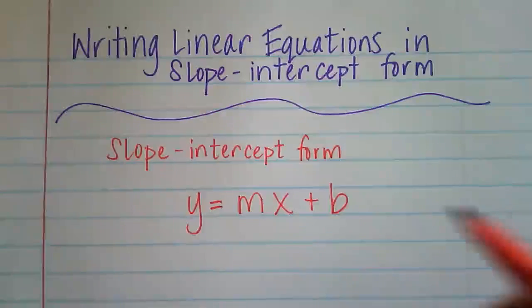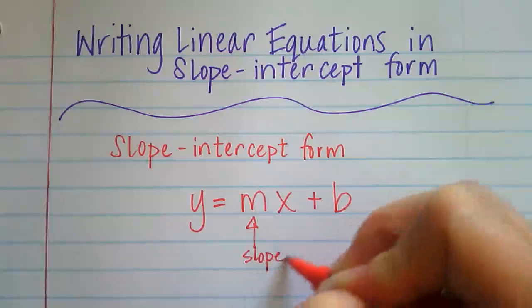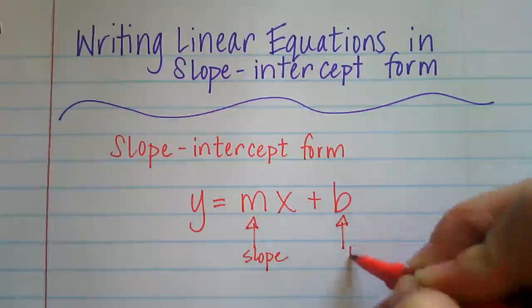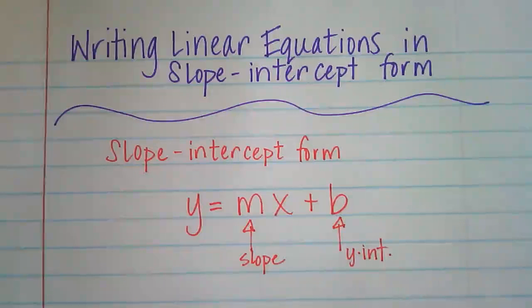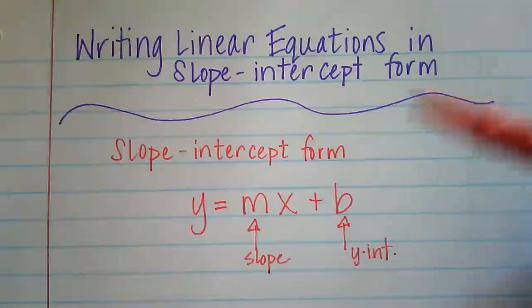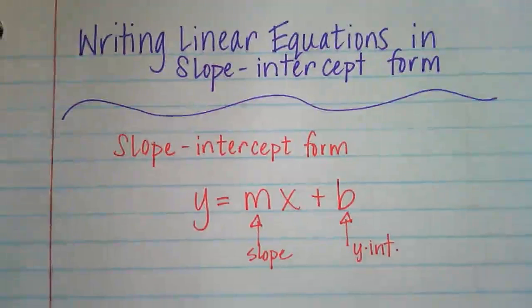When we see an equation in this form, we know that m is the slope and b is the y-intercept. When we learn to graph linear equations, we learn to change into this form, and then this is our starting point, and we use the slope as the rise over run to get to additional points. What we're going to work on in this video is how to get into this form of the equation if it's not given to you.